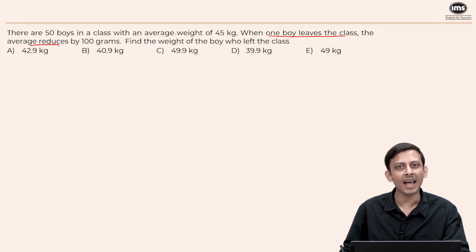So if we consider as a starting point that the boy who left, if his weight was 45 kgs, then the average of the group would not have changed. It would have remained the same. But because the average is reducing, the boy is leaving with more than the average. The weight of the boy was more than the average weight of the group. So it will be 45 plus something.